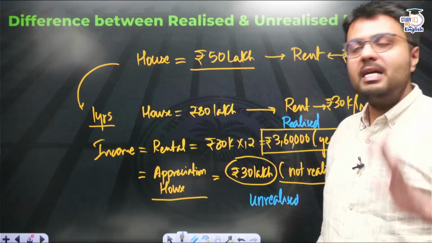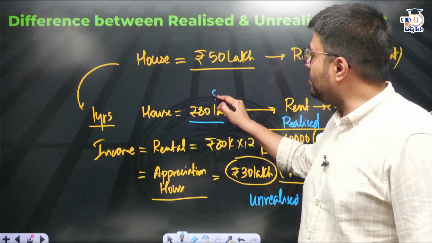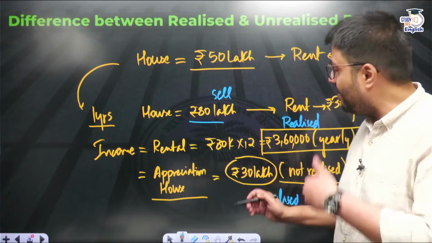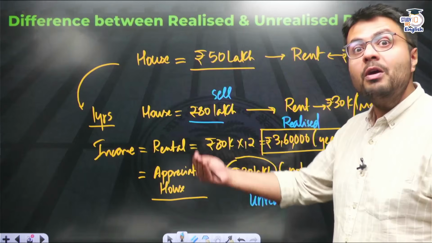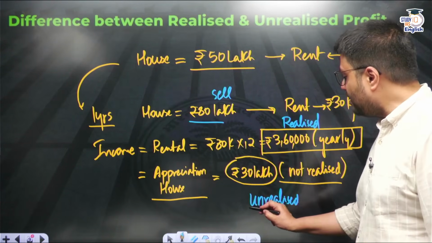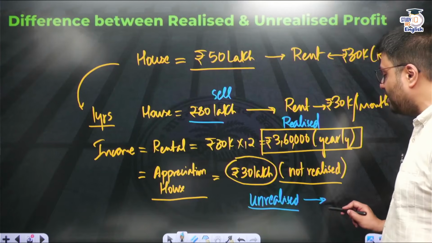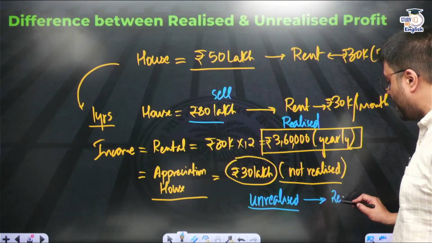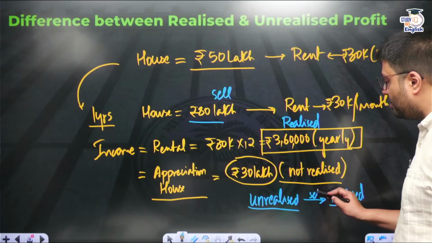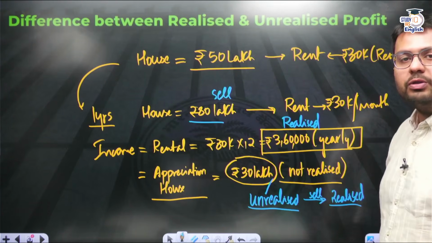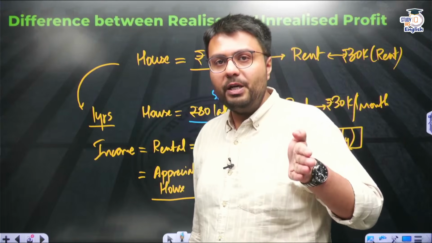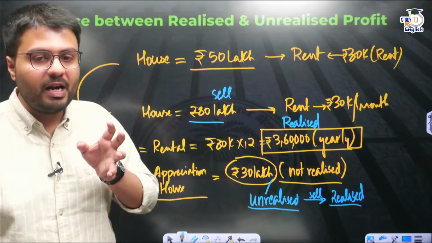Now let us take another example. If you decide to sell this house, selling it at 80 lakh rupees generates 30 lakh rupees as real profit in the form of cash or bank transfer. So when would this unrealized profit become a realized profit? It would be a realized profit when you decide to sell your house. But since you have not sold your house, this remains an unrealized profit. Understood the difference between a realized profit and an unrealized profit?